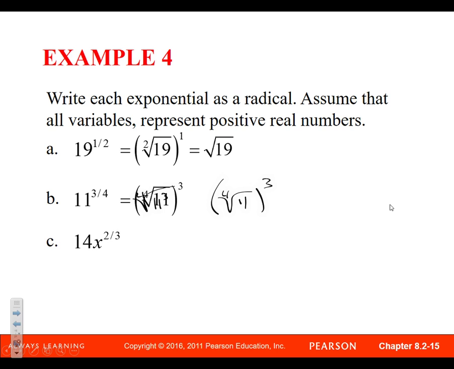How about this? 14x to the 2/3. Ooh, this is a tricky one. This one's a little curveball there, so you gotta be careful. You don't want to be careful there. Don't ever do that again.